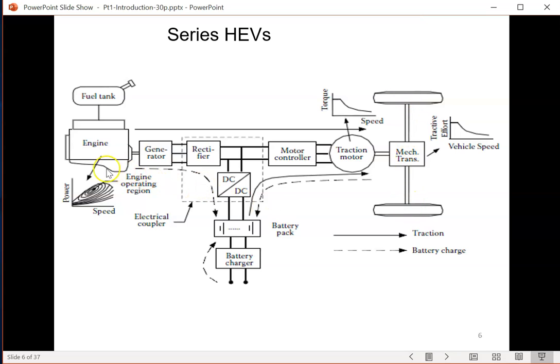Now you can see here, the reason why it's called a series hybrid electric vehicle is that the engine drives the generator, which drives the rectifier, the output of the rectifier is fed into a motor controller, and then the motor controller drives the motor. And then that motor drives the wheels through some kind of mechanical transmission. So the energy flow is in a series connection. That's why it's called a series hybrid vehicle.